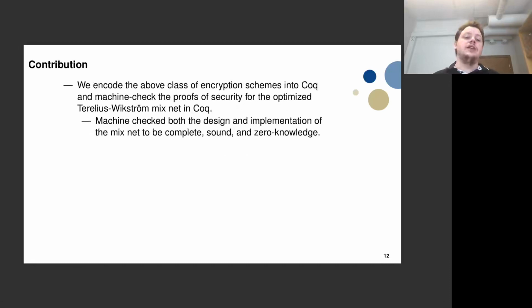Okay, so then what we did is we encoded the above class of encryption schemes into Coq and machine checked the security proofs that I talked about previously. So we checked that yes, if you build a mixnet on top of anything inside this class, it is actually a valid proof of shuffle. And we machine checked the design and implementation of the mixnet. It is complete, that is, honest parties will happily terminate. Sound, that is, if the verifier accepts, with overwhelming probability the statement is true. And zero knowledge, it doesn't leak anything more than just the statement.